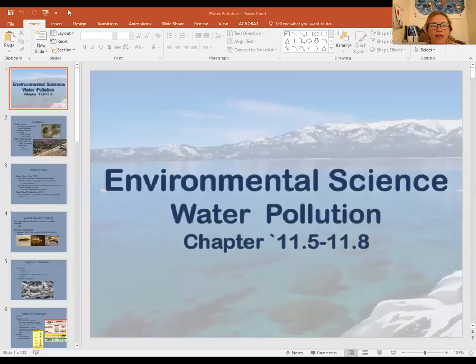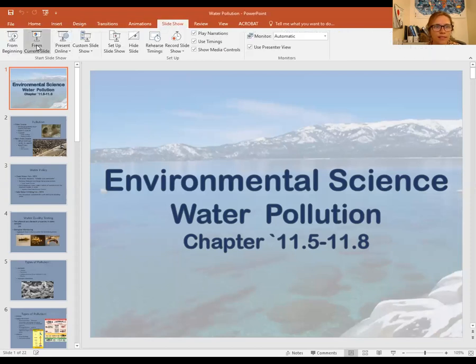And this is more content from the Principles of Environmental Science, Chapter 11. So we already talked about water resources, kind of the quantity of how much water there is. And that is the content in the first part of the chapter, and this is the content from the second part of the chapter about water quality and different kinds of pollutants.